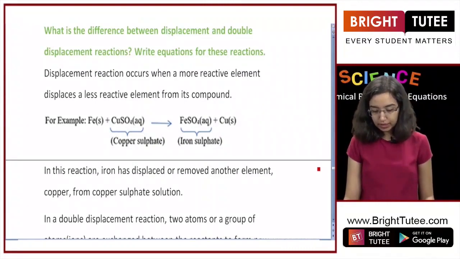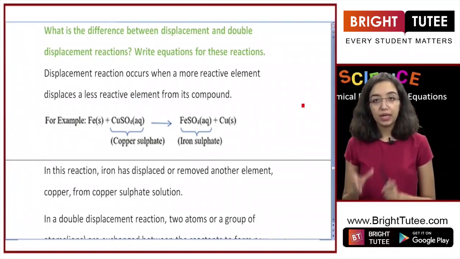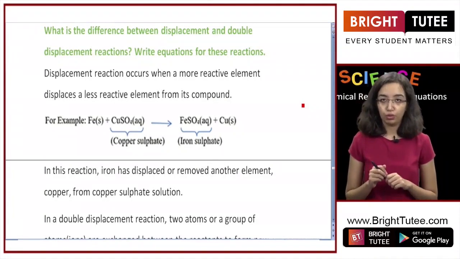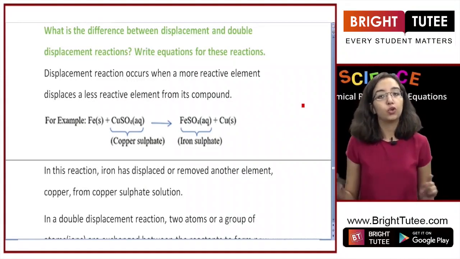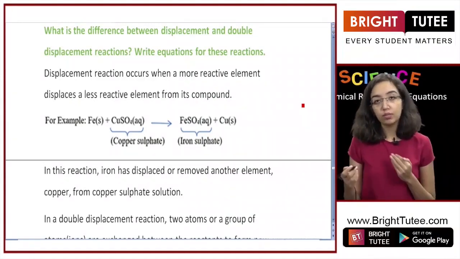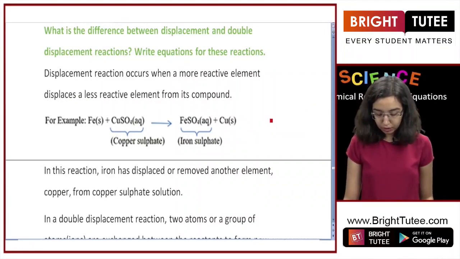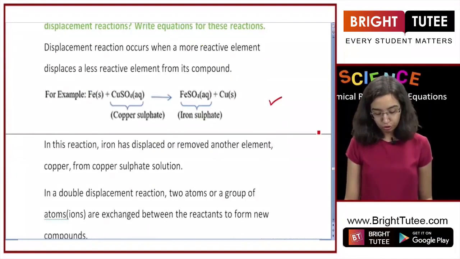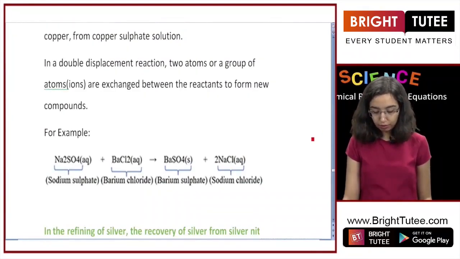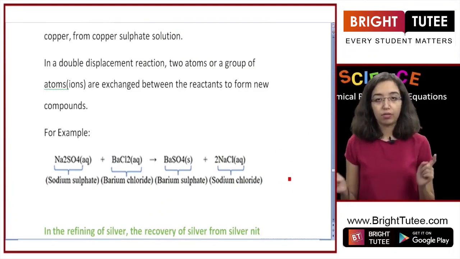What is the difference between displacement and double displacement reactions? Write equations for both. So a displacement reaction is when a more reactive metal displaces a less reactive metal from its solution, whereas double displacement is simply an exchange of ions between two solutions. They do sound similar, but they in fact work on different principles. An example of displacement is Fe, iron, replacing copper from its own sulfate solution. Whereas an example of double displacement reaction is sodium sulfate and barium chloride exchanging their ions of sulfate and chloride.